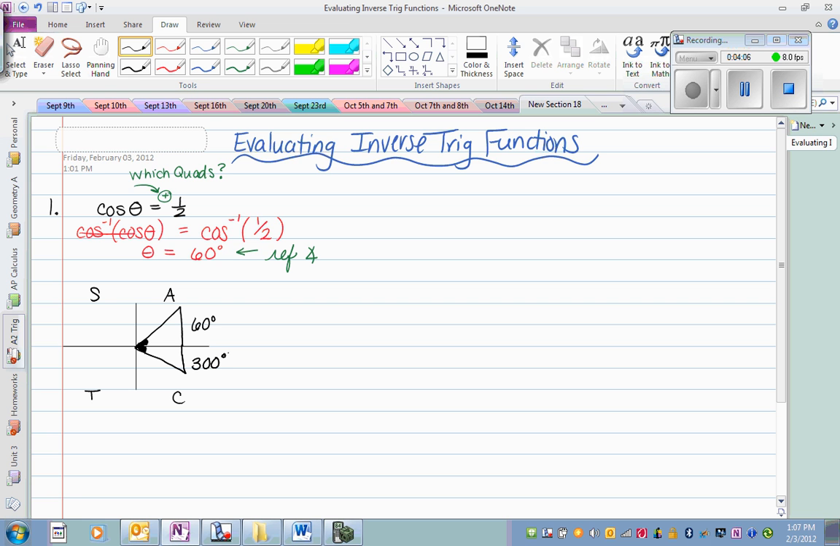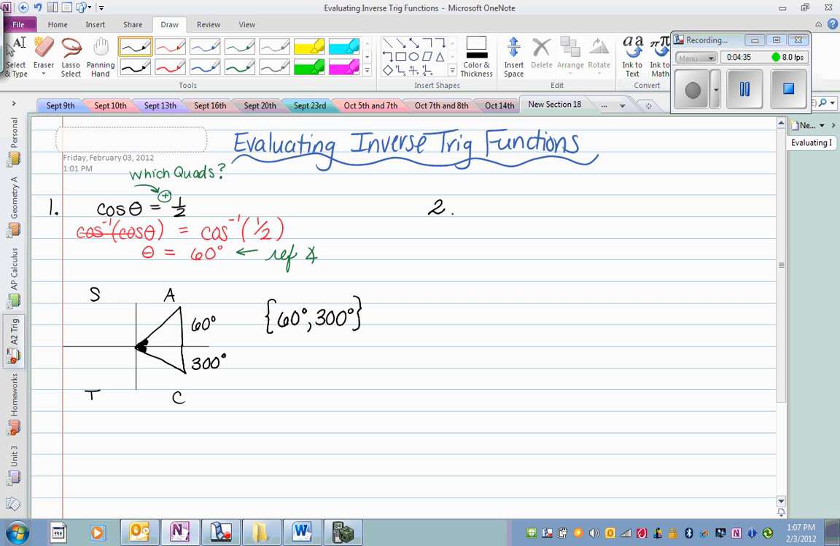Whenever we have more than one answer, we write them in curly braces as a set. Now, can you always check these? Yeah. Just pick up your calculator and go cosine 60, cosine 300. That was easy, right? Let's do another one.